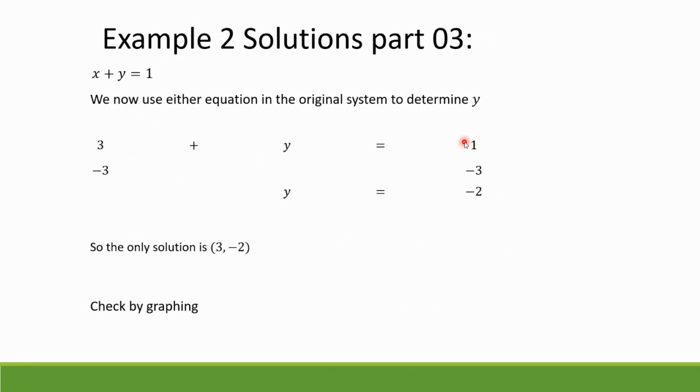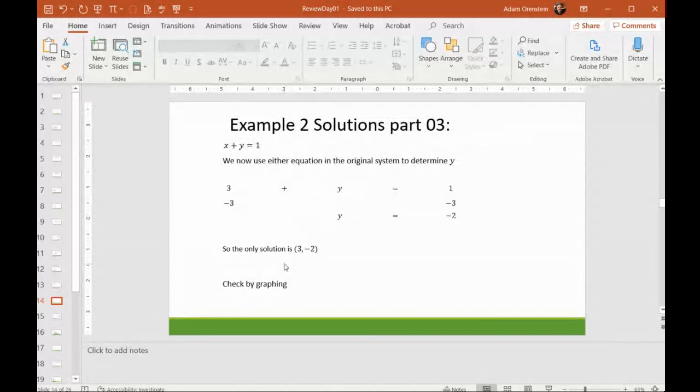Okay, so what do we do next? Well, we got to solve for y. Although that's pretty easy, we just subtract 3 from both sides, and we get y equals -2. So we have x and y. Our solution then is 3, -2. And for fun, let's check it by graphing. We're going to use Desmos again.